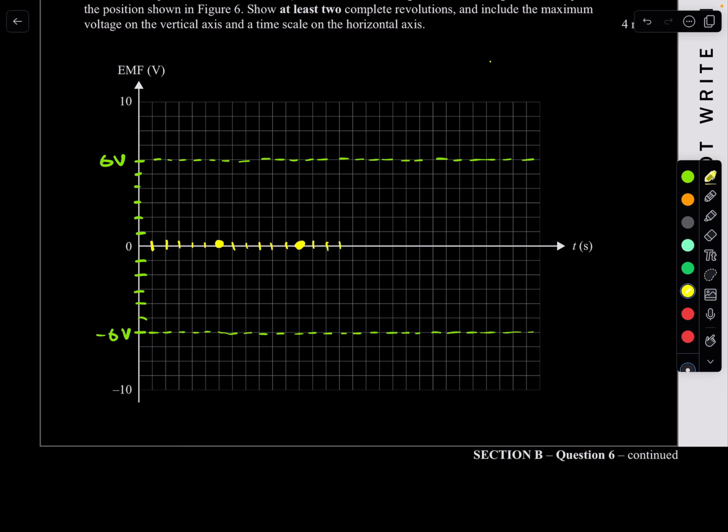And then you do it again. So 1, 2, 3, 4, 5, 6, and 1, 2, 3, 4, 5, 6. And so that's going to be another revolution. And that's because it said at least, so you can draw an extra. So 1, 2, 3, 4, 5, 6.